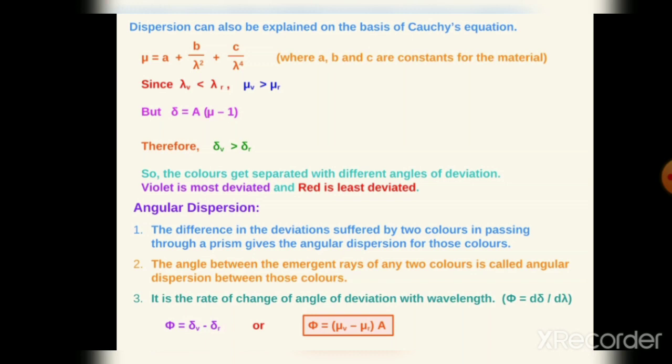The rate of change of angle of deviation with lambda, phi is equal to d delta upon d lambda, which can be written as phi is equal to delta difference.